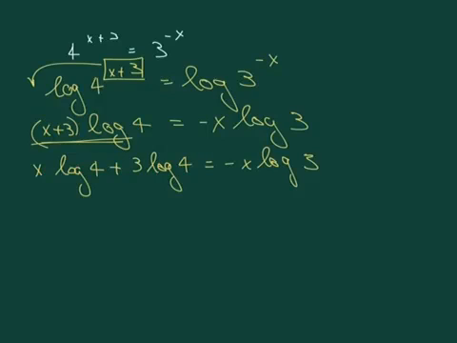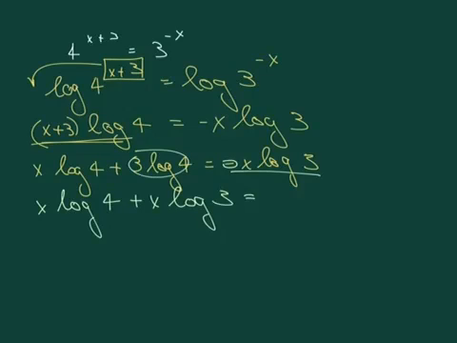Alright, so let's keep going here. I'm going to move some things around. This has an x in it and this has an x, so I'm going to move this whole thing over here and this thing here over here. And so I get x log 4 plus x log 3. And add that to both sides because this is negative, and this is going to be a negative over here.